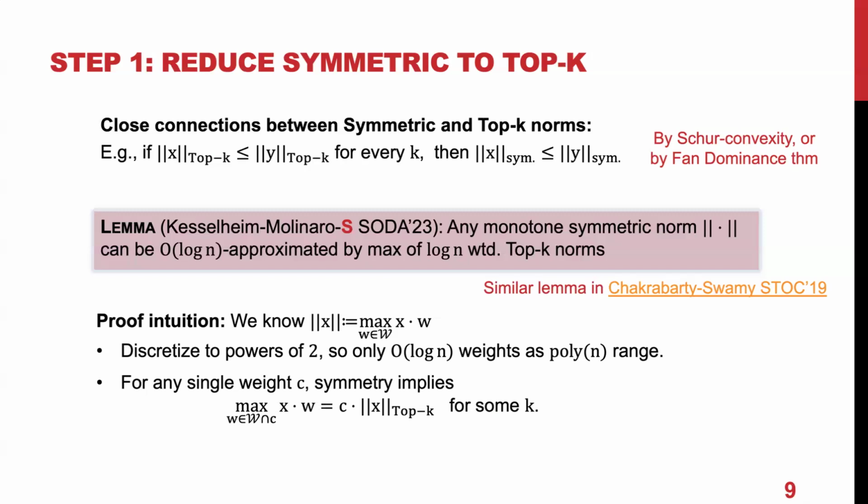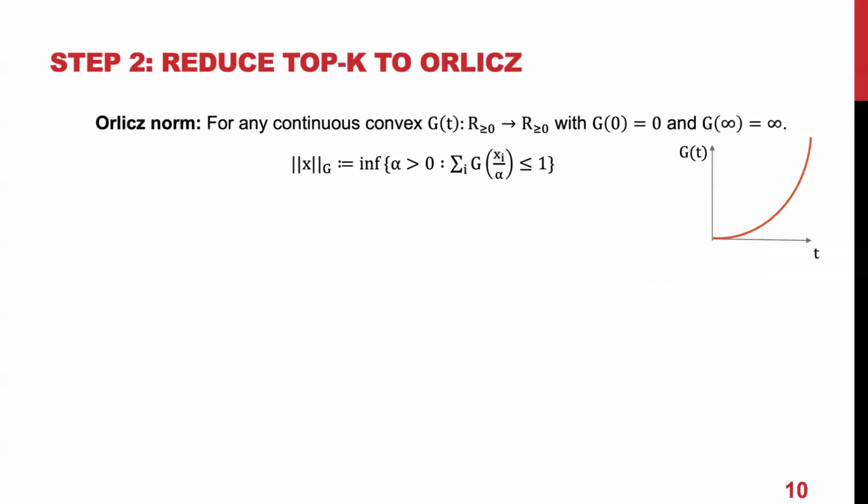This is what has appeared a lot in the past. Step 2 is the one where we show how to reduce top k norms to Orlicz norms. So let me first formally define what an Orlicz norm is. An Orlicz norm is given by a convex function, which is often called the Orlicz function. It's a one-dimensional function. Think of it as an increasing convex function, which has g of 0 equals 0 and g of infinity going to infinity. And the norm of a vector x is defined as the minimum alpha such that the sum of g of x_i over alpha is less than or equal to 1.